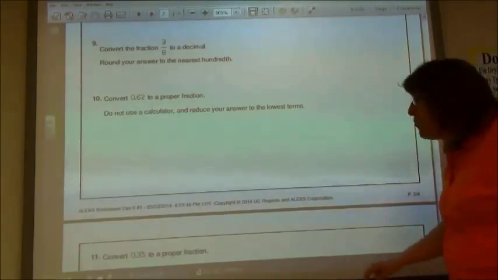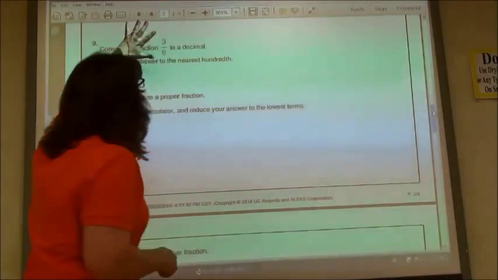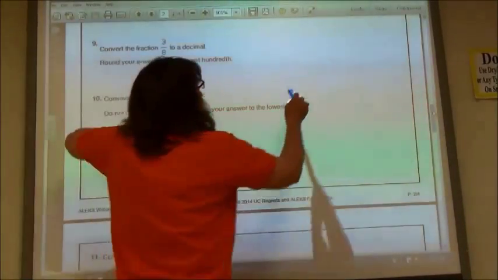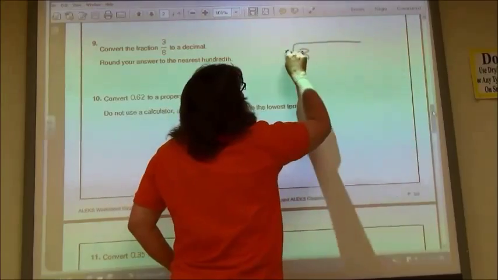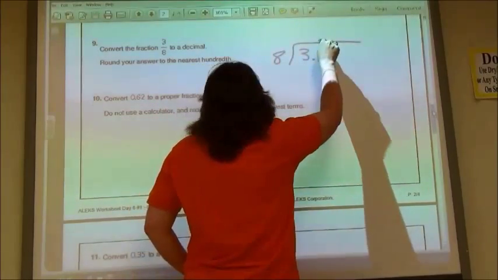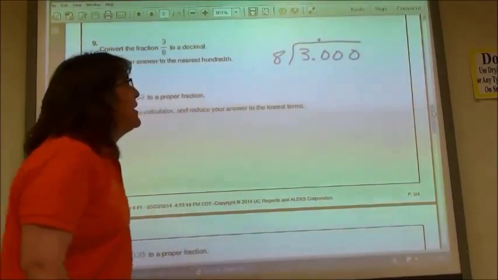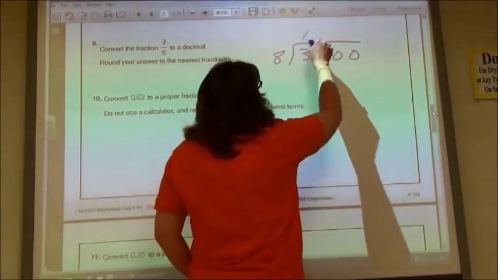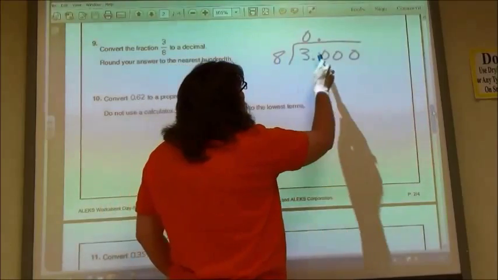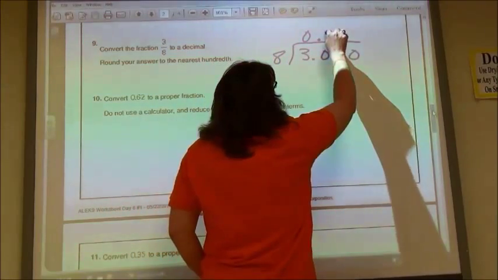Number 9, convert 3/8 to a decimal. So again, that means 3 divided by 8. And so the 3's on the inside, the 8's on the outside. I add my decimal, and I want to go to the nearest hundredth again, and one more place for rounding. 8 doesn't go into 3, so I'm going to put a 0 in there. 8 goes into 30 3 times.